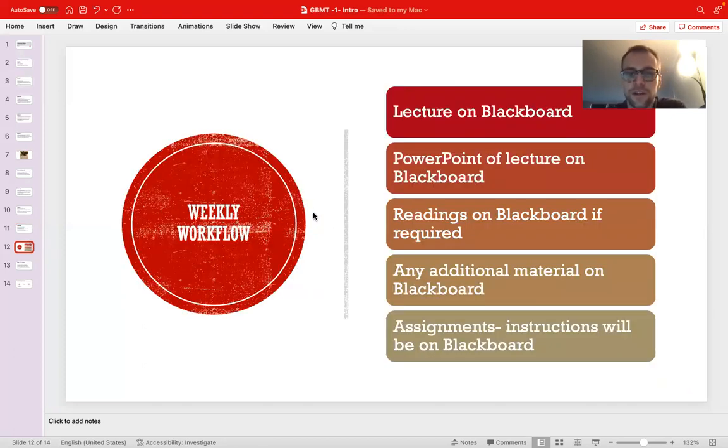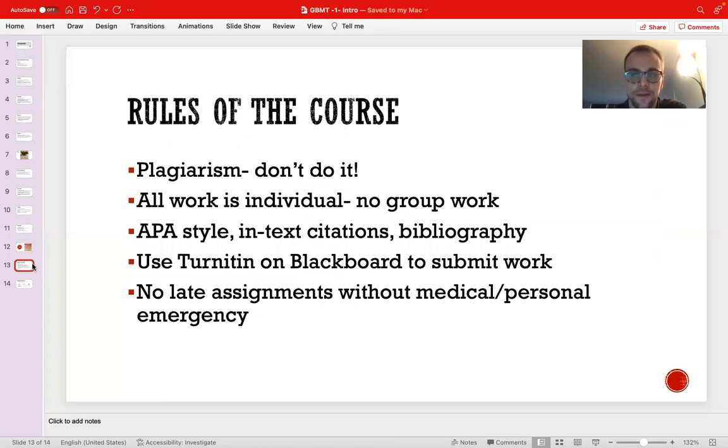And so here's the weekly workflow. There's a lecture on Blackboard. There'll be a PowerPoint of the lecture on Blackboard. There'll be readings on Blackboard if required. Any additional material will be on Blackboard. And assignment instructions will be on Blackboard. So you do not have to look at any other source of information. It'll all be laid out there for you. So you have to make sure that you check the Blackboard frequently.